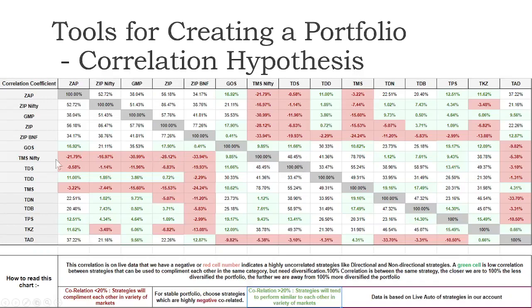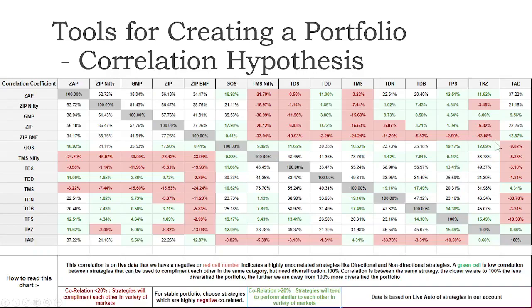So something like a TDS with a TMS, it has a high correlation at 55%. With a TDB, it is a 58% correlation. But with something like a TPS, which is a different kind of strategy, the correlation is lower at 13.41. So what does that say? That when you combine these two strategies, it'll actually have a good correlation.